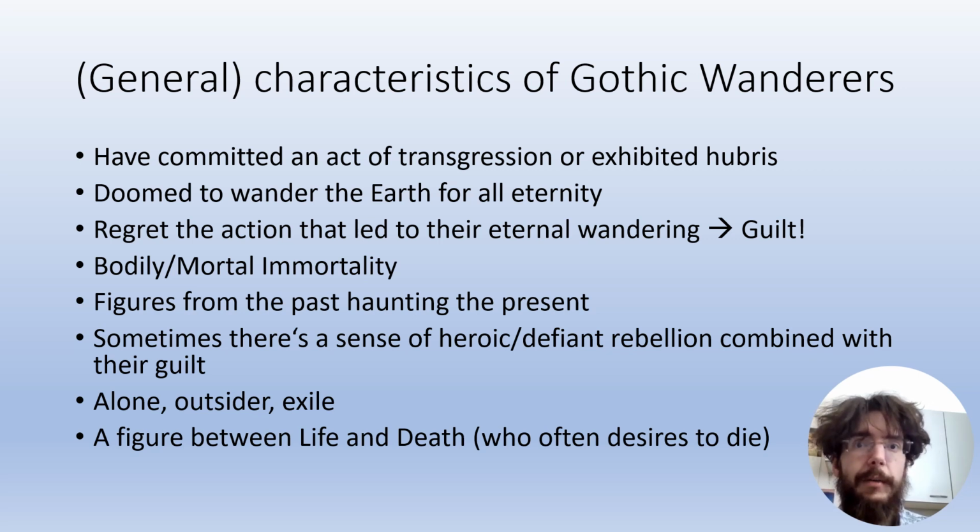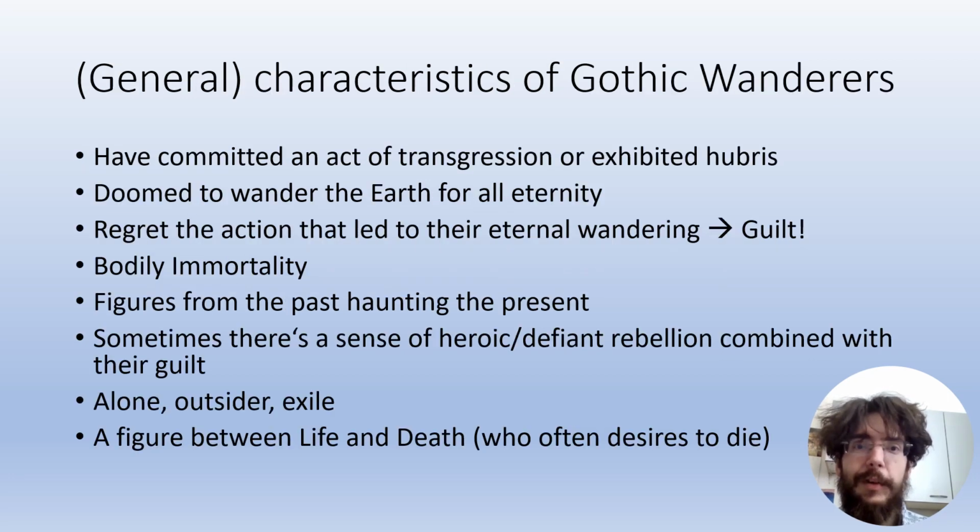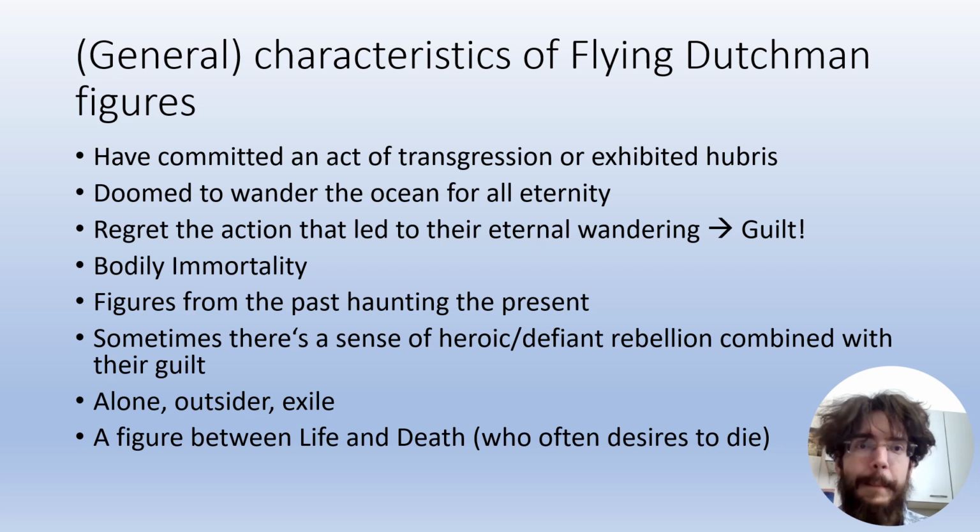So here are a few characteristics of the Gothic wanderer. They've committed an act of transgression or hubris. They're doomed to wander the earth for eternity. They regret the action. And I think you see where this is going, because when we ask ourselves, does the Flying Dutchman fit into this scheme? Or the ghost ship, we see that those lists are exactly the same, with one exception, and that is that whereas the general Gothic wanderer figure is doomed to wander the earth for all eternity, the Flying Dutchman is doomed to wander the ocean for all eternity.